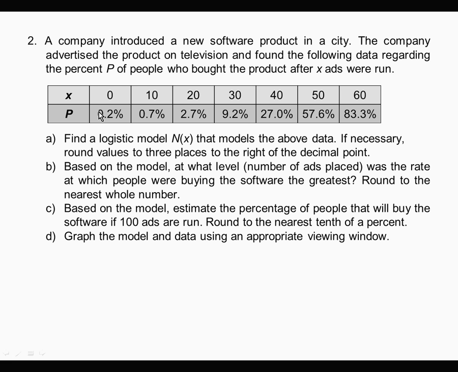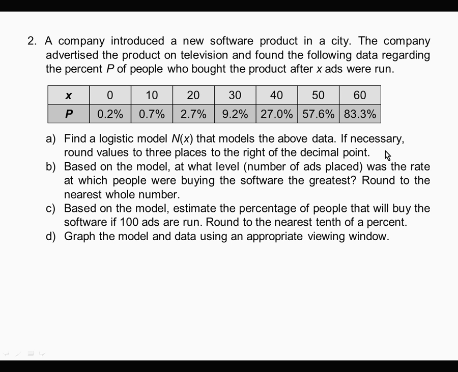My X values were in increments of 10: 0, 10, 20, 30, 40, 50, 60. Remember, this is the number of ads that were run, and here's the percent of people that bought the product. Okay, so part A: find the logistic model N of x, because I used x instead of t. That model is above the data.